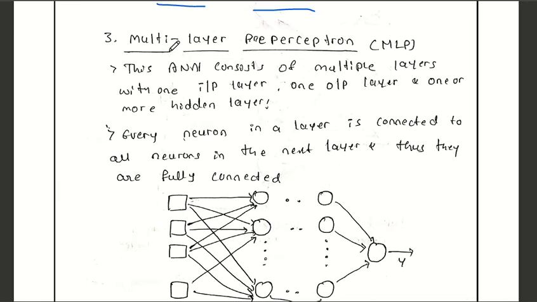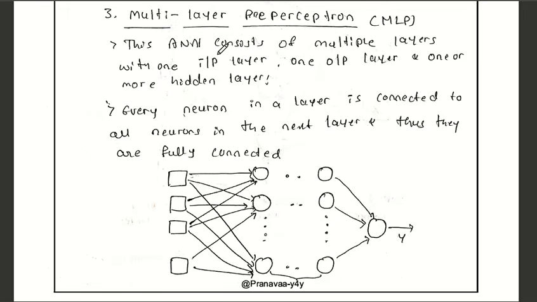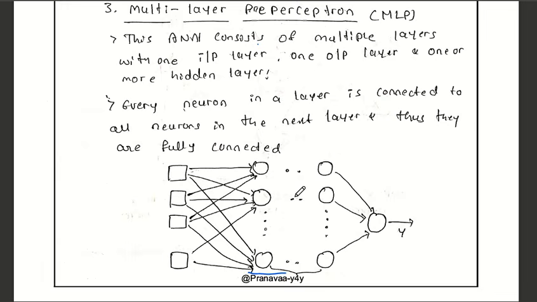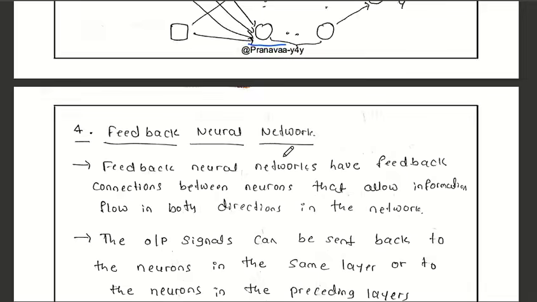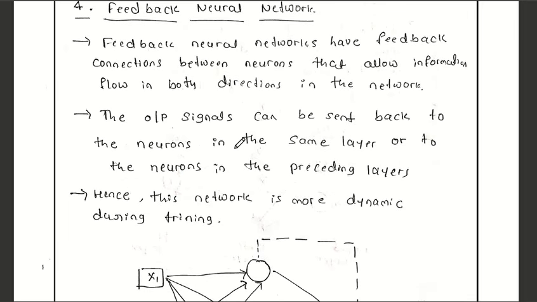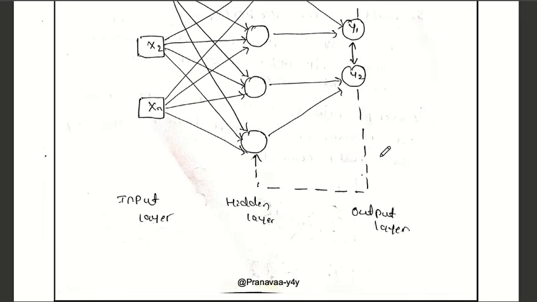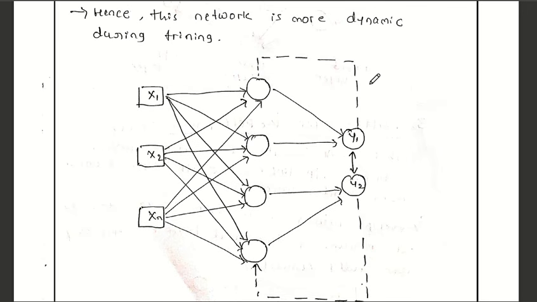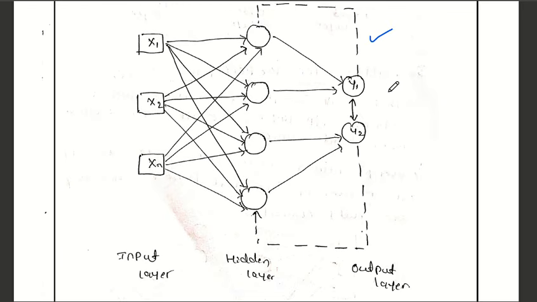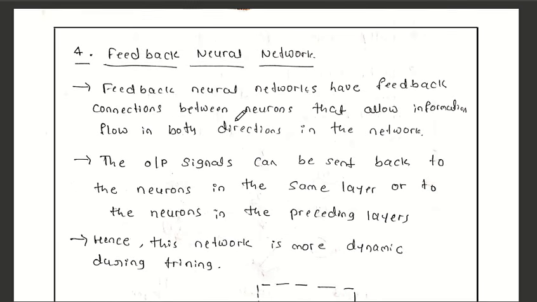Okay, then third one, multi-layer perceptron. This artificial neural network consists of multiple layers with one input layer, one output layer and one or more hidden layers. So here we have multiple hidden layers, but only one input and only one output. Okay, fourth one, feedback neural network. It has a feedback connection between neurons that allows the information to flow in both directions in the network. So the diagram is there. If you understand this diagram, then you will be able to easily explain these types.